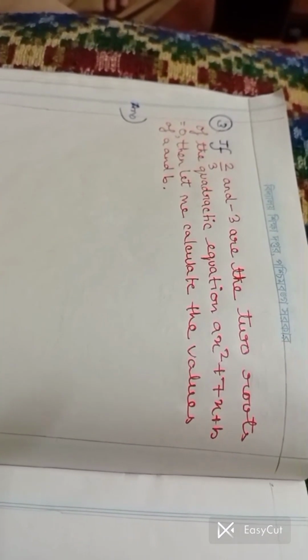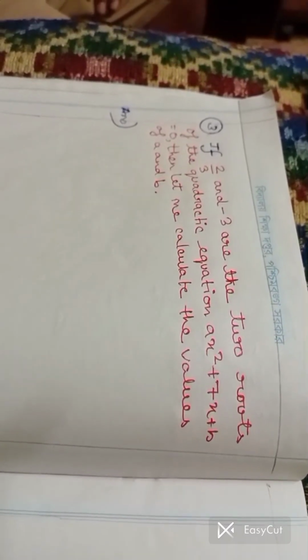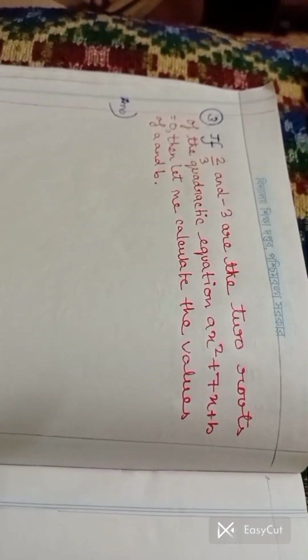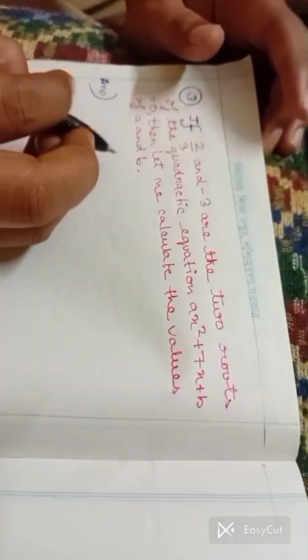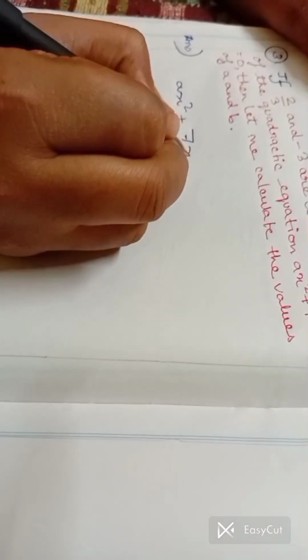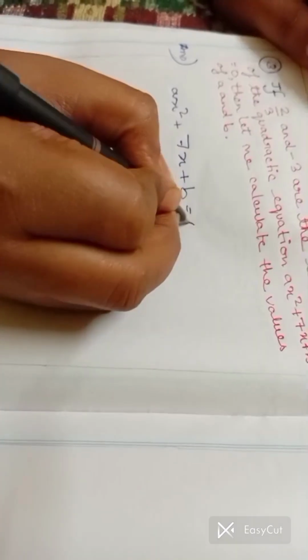It says that if 2/3 and -3 are the roots of the quadratic equation ax² + 7x + b = 0, then we need to calculate the values of a and b. So firstly, we write the quadratic equation which is given in the question itself. What is the quadratic equation? It is ax² + 7x + b = 0.